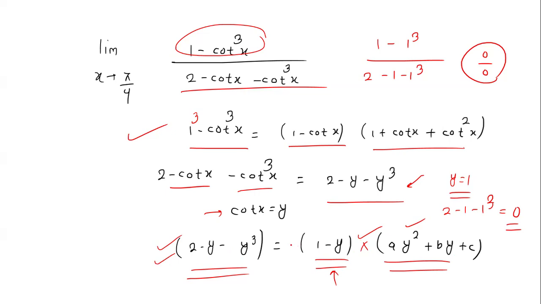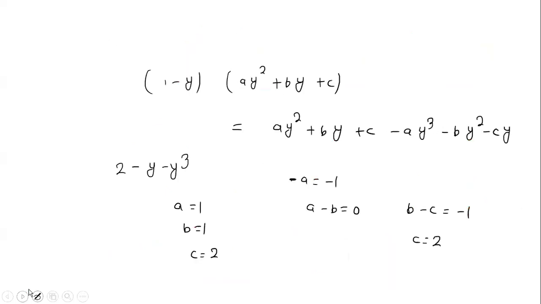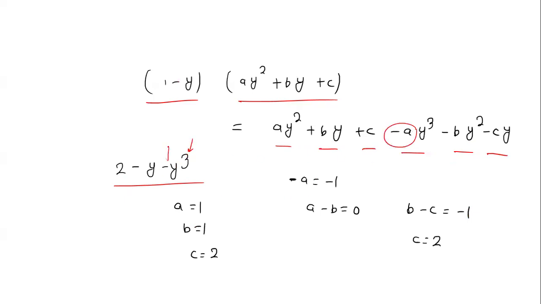So now the goal is to find the a, b and c values. How can we find them? We equate the coefficients of the different terms on both sides. On the right hand side, if you multiply, it will come like ay square plus by plus c minus ay cube minus by square minus cy. If you see the y cube coefficient, here it is minus a and on the left it is minus 1. You can equate both of these and get the a value as 1.